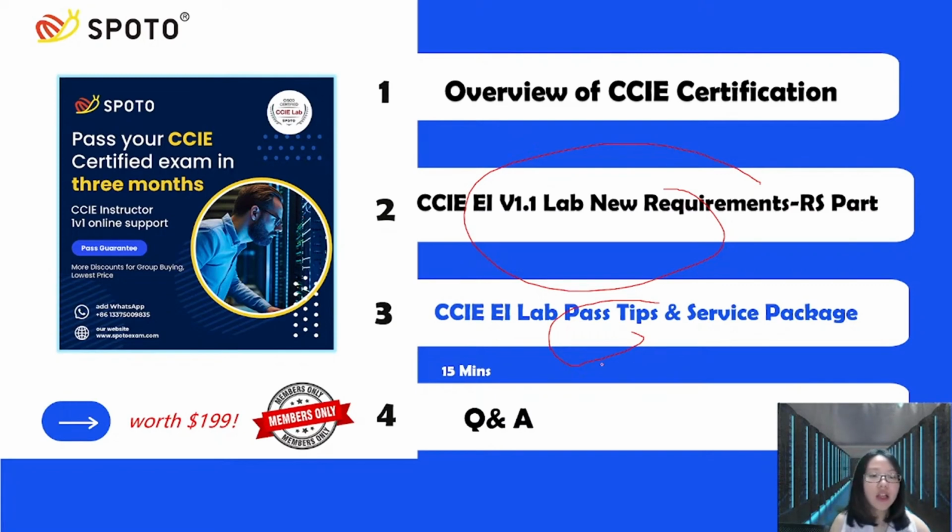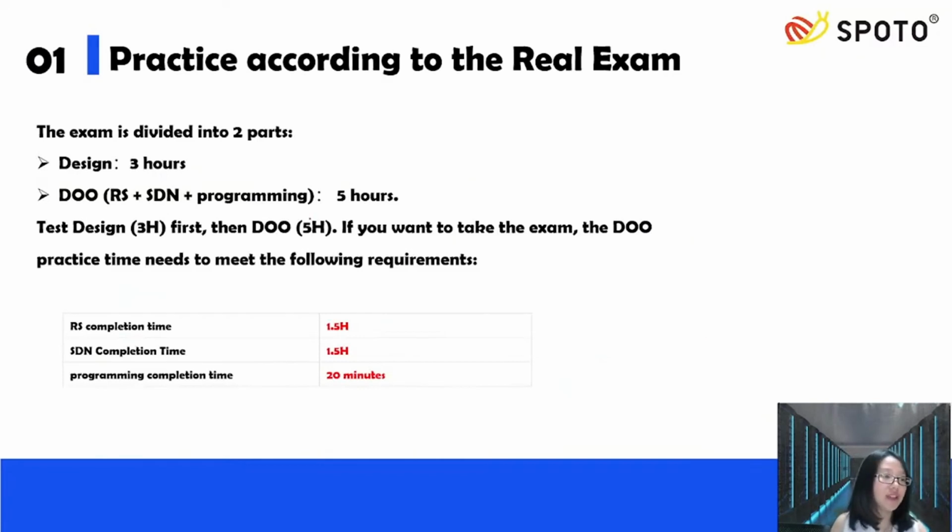Okay. First, the AI Lab has 2 modules: design and the DOO. Design is very simple for SPOTO students because we have complete information to provide students, so this part won't focus on the introduction. We mainly show the DOO. SPOTO has a clear practice standard for students. For example, it is recommended to complete the DOO within 3.5 hours. But if you took the new version, I suggest you complete the DOO within 3 hours.